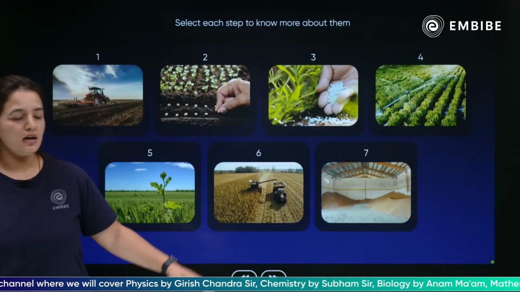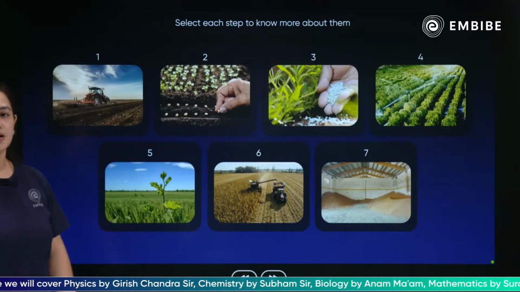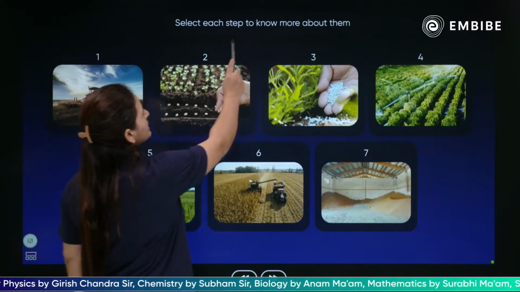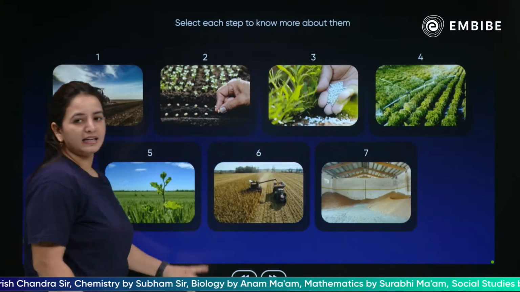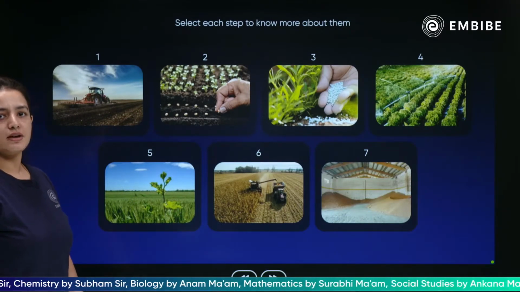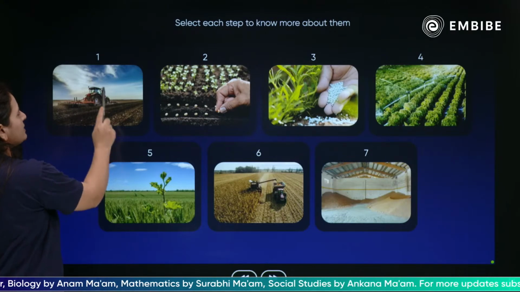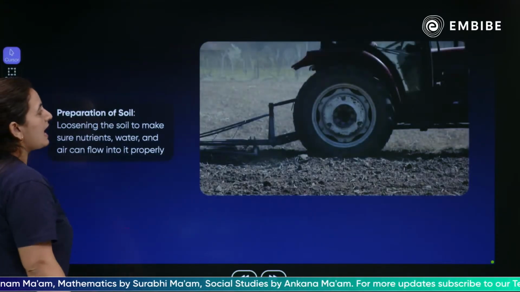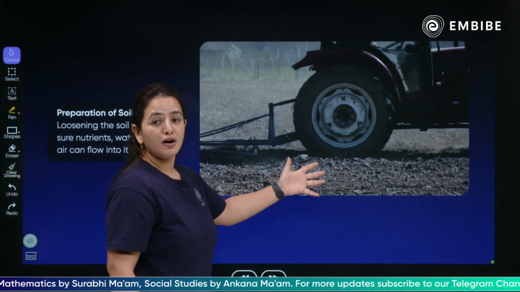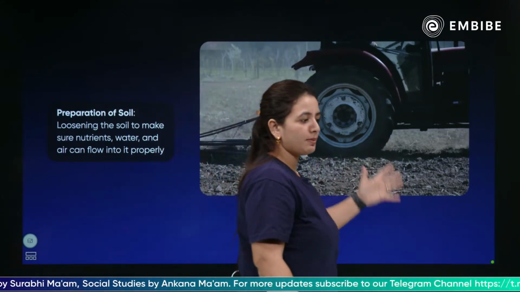So, we are going to study each and every one of them one by one. Select each step to know more about them. We need to select each one to see how they are working. So, I am selecting the very first image, as you can see. As I select, this is the very first step of the agriculture practices.